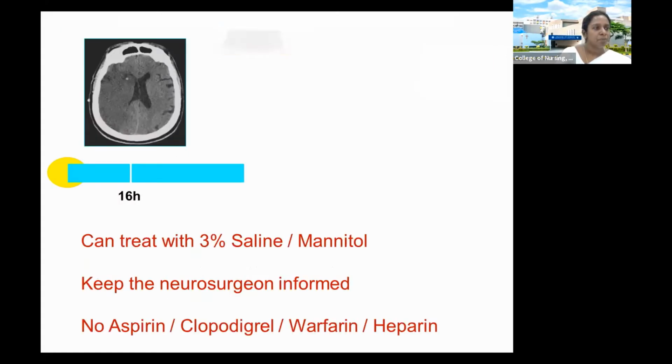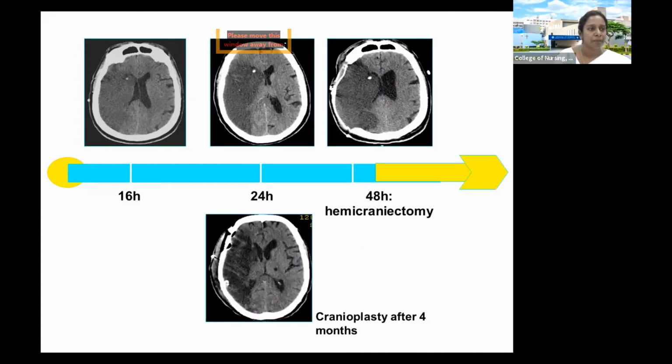Okay. If this is a CT scan showing a patient with edema, in the first 16 hours, if we can treat with osmotic diuretics or hypertonic saline to try and reduce the edema, then keep the surgeons informed and do not administer any of the anticoagulants or antiplatelets, because if the patient is getting posted for surgery, we don't want them to have any risk of bleeding. This is a picture where the edema has become worsened and then they have taken the patient for craniectomy.